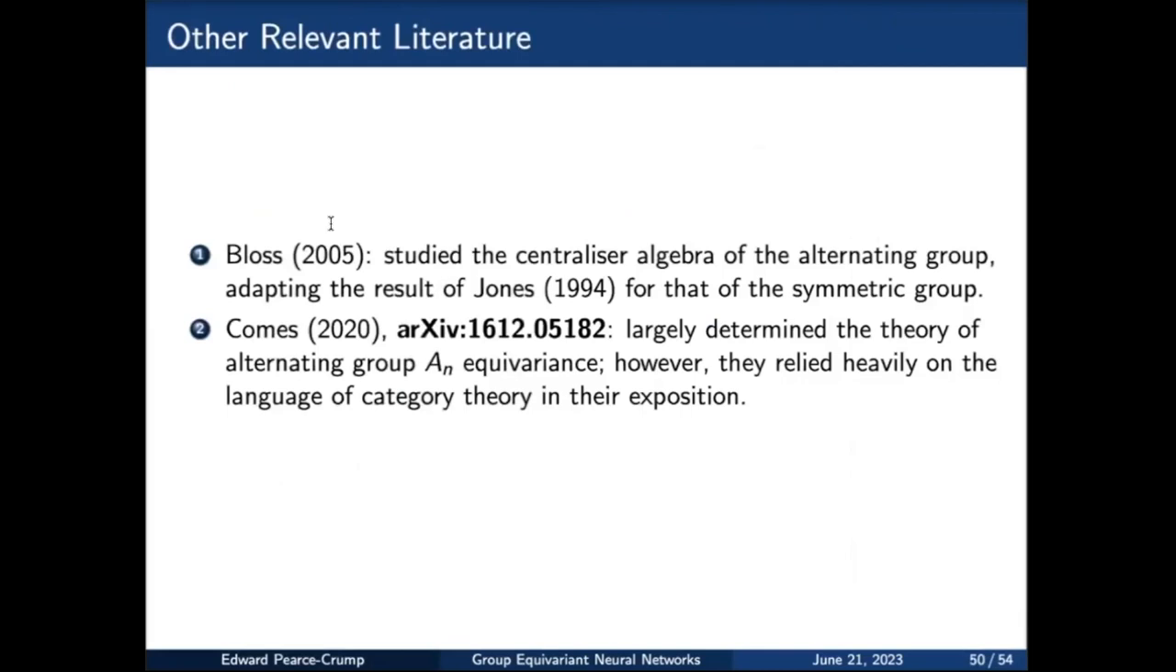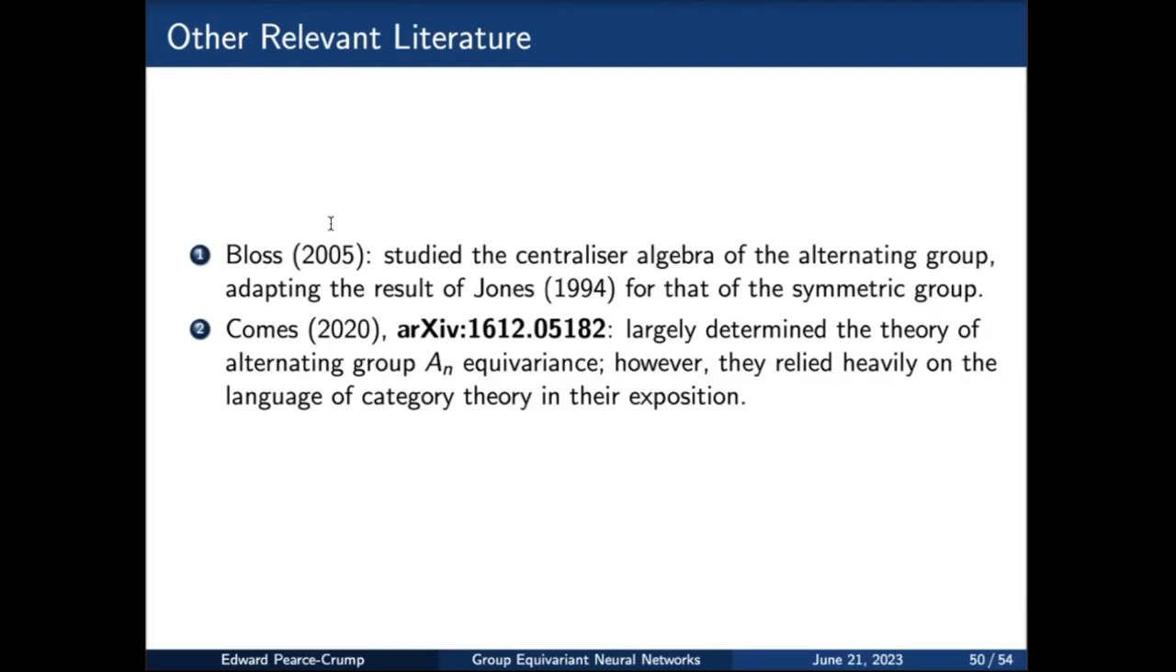And this work really comes from two people, or was adapted from two people, let's say. The first is Matthew Bloss, who looked at, just like Jones for the symmetric group and looking at the centralizer algebra, he looked at the case for the alternating group. But the work was redone by Combs, who wrote a pure maths paper looking at AN equivariance using category theory.